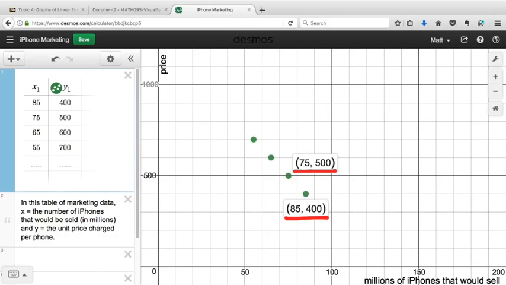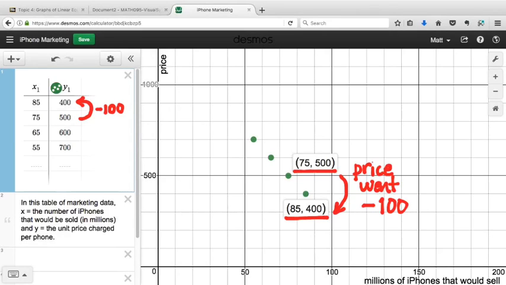The x and the y coordinates are different for both of them, but how are they different? How would I describe the process, maybe in marketing lingo, of going from that first test market to the second test market? What have I done to the price of iPhones? Yeah, the price went down, and how much did it go down? Right. So we dropped the price by $100. If we look into the data table, here are those two data points, and there is that $100 difference.